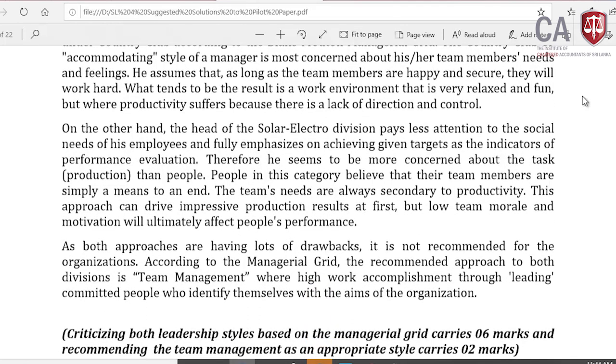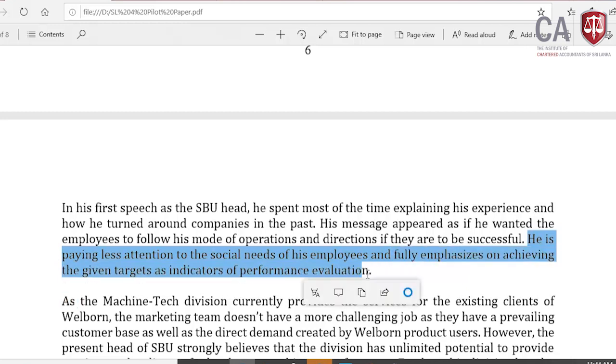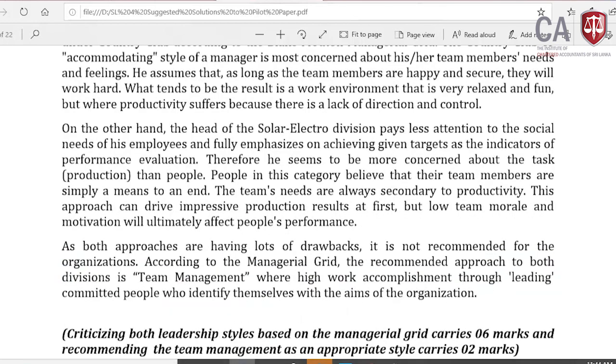Yes. On the other hand, the head of the Solar Electro division pays less attention to the social needs of his employees and fully emphasizes achieving the given targets as the indicator of performance evaluations. That was clearly there, no? See here, he is paying little attention to the social needs of the employees and fully emphasizing achieving the given target as indicator of performance evaluations. He extracted that one, right? Therefore, he seemed to be more concerned about the task than people.